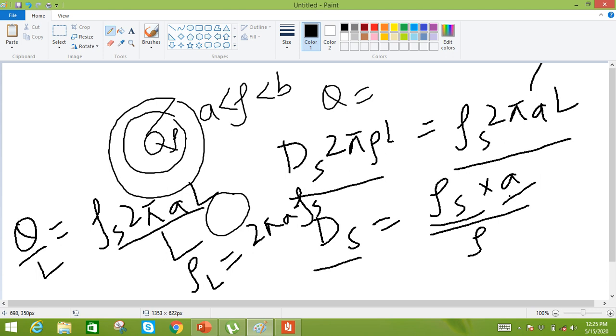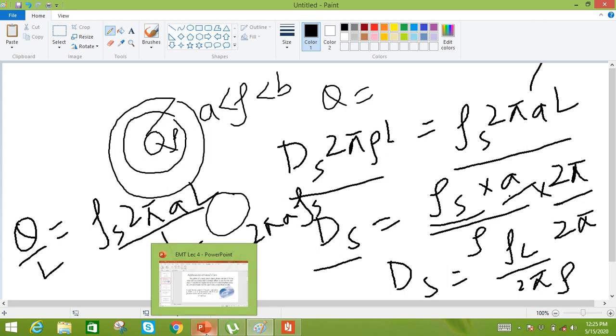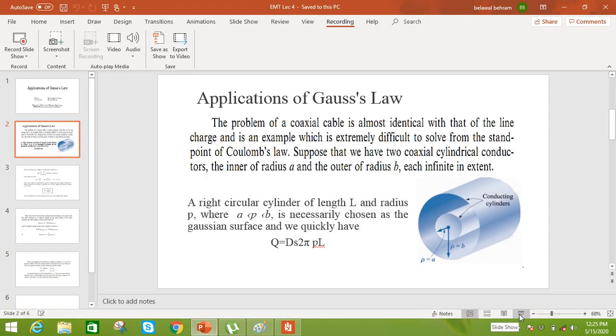It means that if I multiply 2 pi here and divide by 2 pi here, so 2 pi A rho s will be the line charge density, and ds will be equal to rho L divided by 2 pi rho. Ds will be equal to rho L divided by 2 pi. So we converted the surface charge density into the line charge density. So let's come to the presentation again.